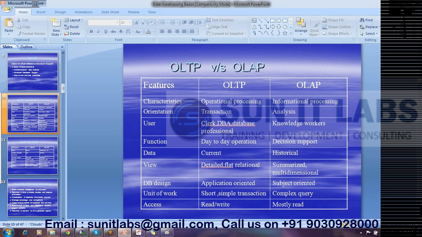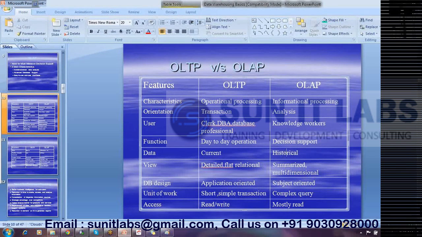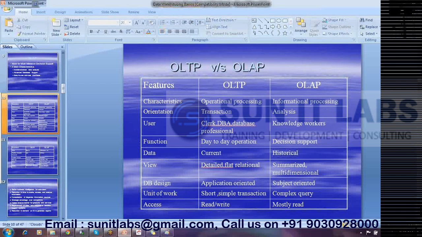The data available in the OLTP system is the most recent data. In the sense, even in an internet banking system, when you see the transactions you performed, you'll be able to retrieve only the transactions you have done in the last month or so. But when you go to the OLAP system, you can find the historical data which is available.